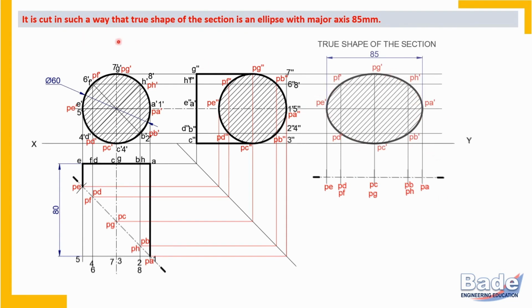Check here, it is cut in such a way that the true shape of the section is an ellipse. Watch here, true shape of the section is an ellipse with major axis 85 millimeters.